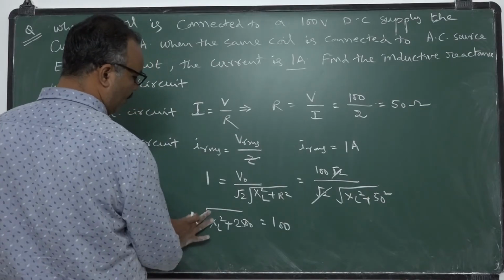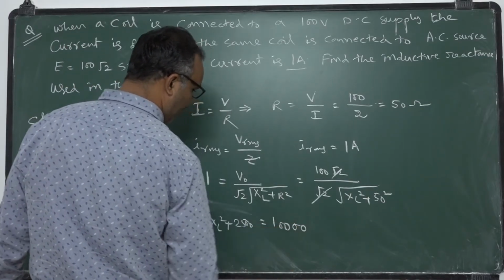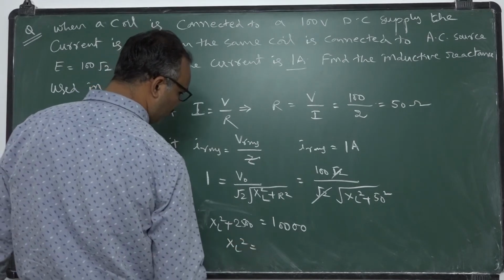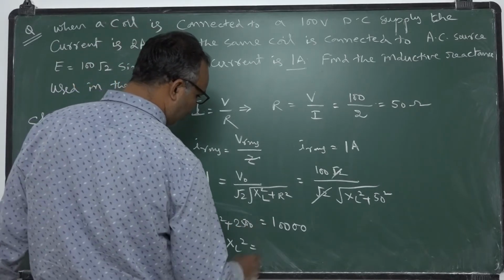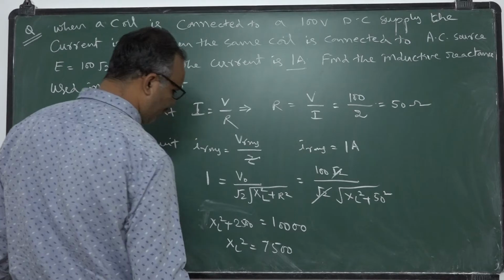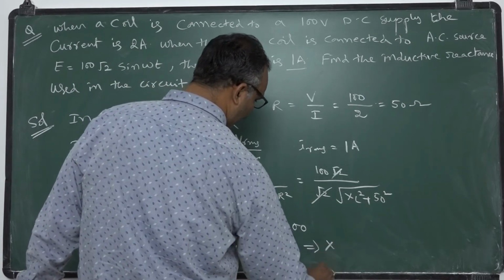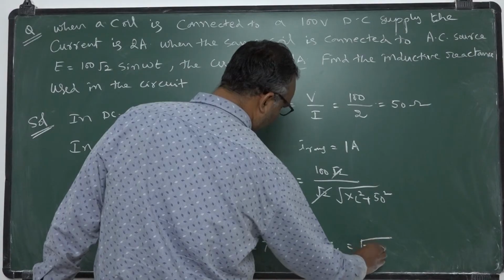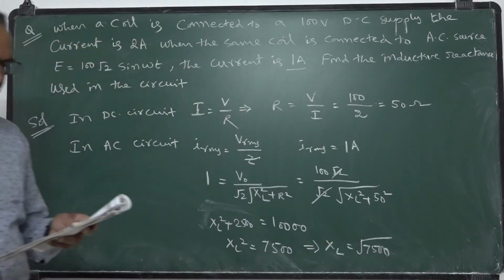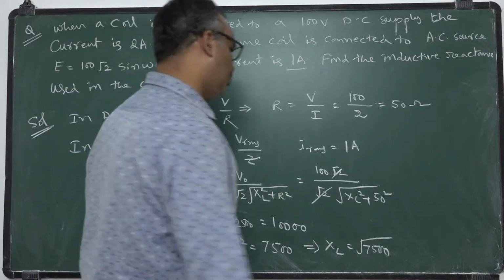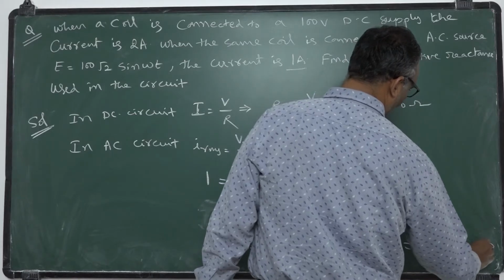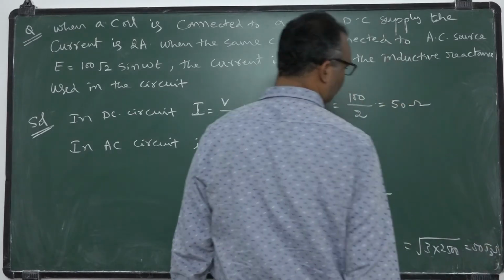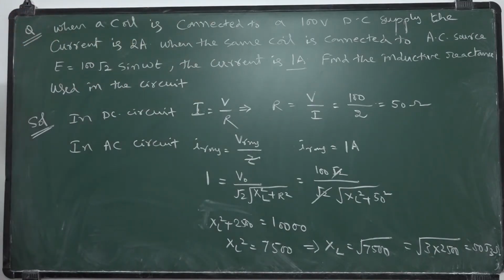If I remove the root, you will get 10,000 here. So XL square is equal to 10,000 minus 2,500, so you will get 7,500. That implies XL is equal to square root of 7,500. It is 50 root 3 ohms. Units are ohms. This is the solution for the given question.